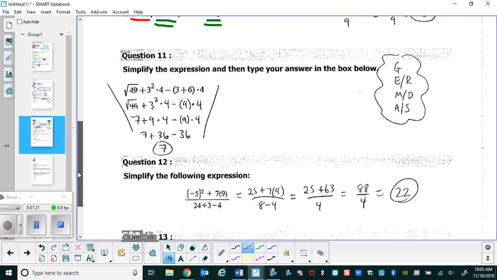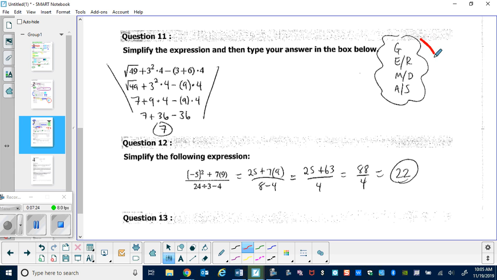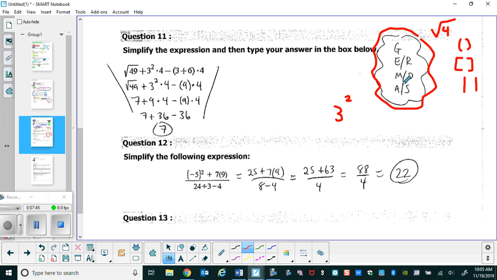All right, we have 2 more PEMDAS problems, or now I've got off to the side our acronym of GERMDAS. The G is for the grouping symbols. That could be parentheses, it could mean brackets, it could even mean absolute value. The E stands for exponents, so things like 3 squared. The R stands for the radical, so things like the square root of 4. And this is whichever comes first from left to right. Just like multiplication or division, it's whichever comes first from left to right, and then adding or subtracting, whichever comes first from left to right.